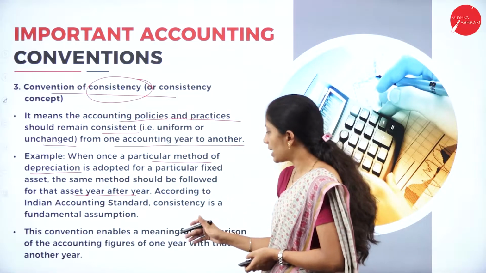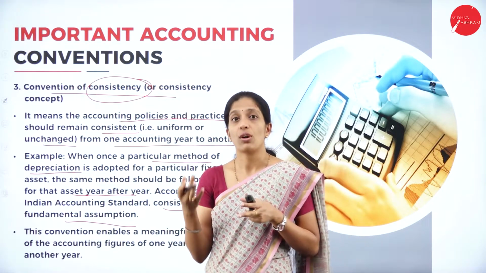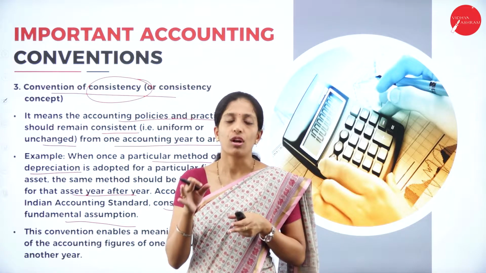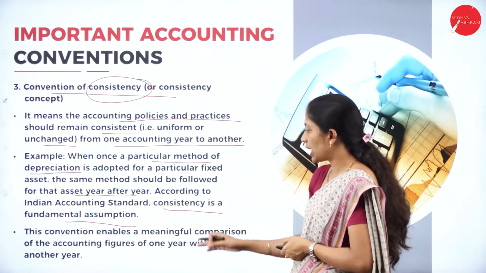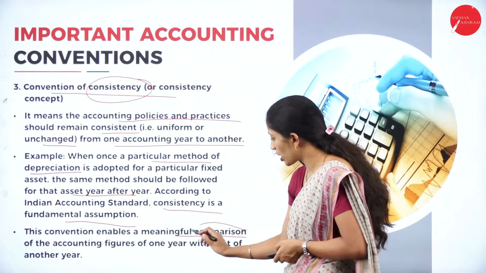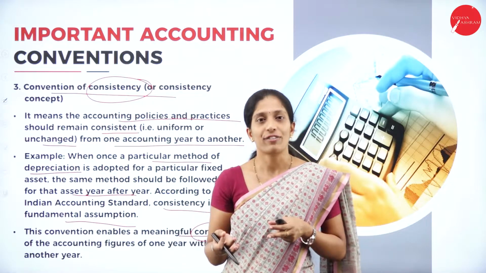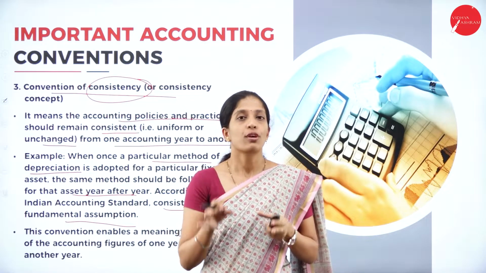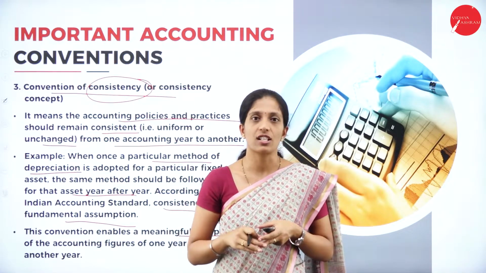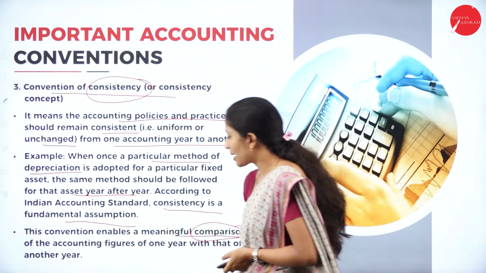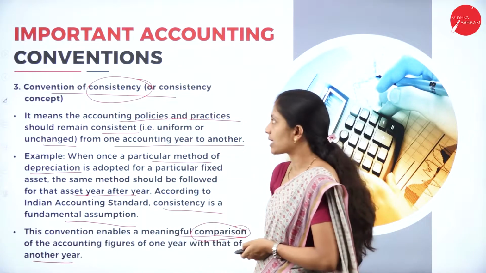According to Indian accounting standard, consistency is a fundamental assumption. So this convention of consistency tells that if we are going to follow a particular method, then continue the same method year after year. So this convention enables a meaningful comparison. So the main intention, as I have already told you, is in order to compare the results. So if the methods are different, then the comparison is highly impossible. So make sure that you follow a similar method or the same type of method where the comparison of the results will be easier. So this is about comparison happening year after year. So this is about the convention of consistency.